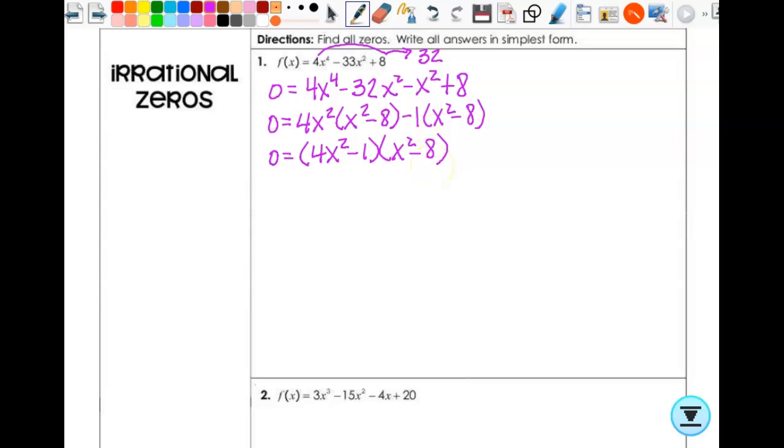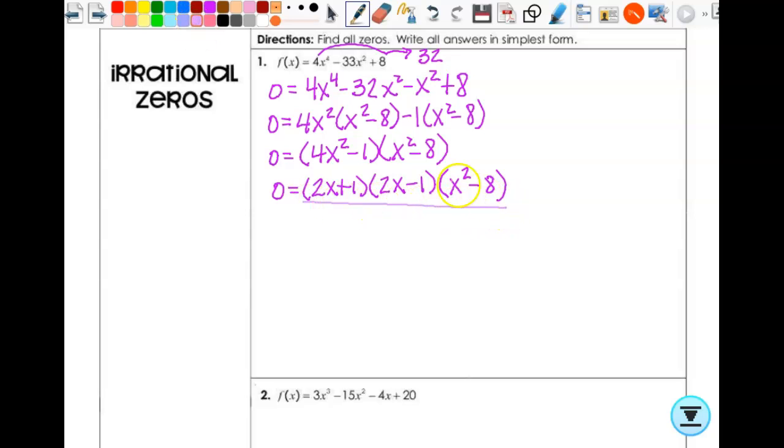Okay, so can I factor this part more? This one? You can't? What is this? It's a difference of squares. I can totally factor that more, yes. So this is 2x plus 1 times 2x minus 1. Can I factor this part anymore? No, it is not a difference of squares. 8 is not a perfect square. So I have x squared minus 8.